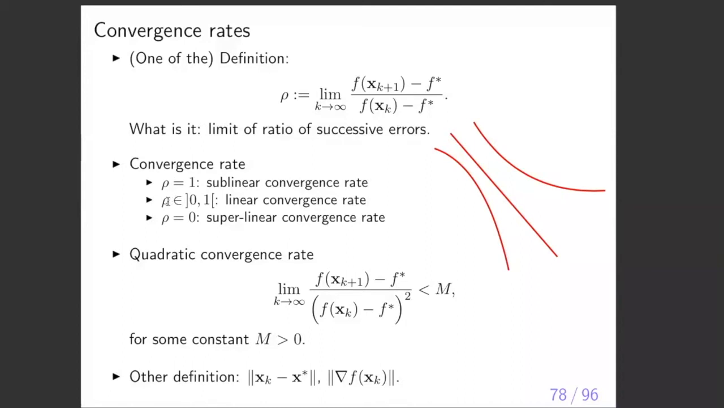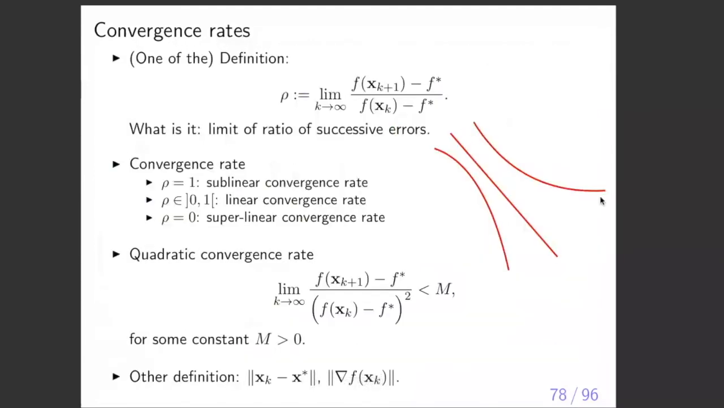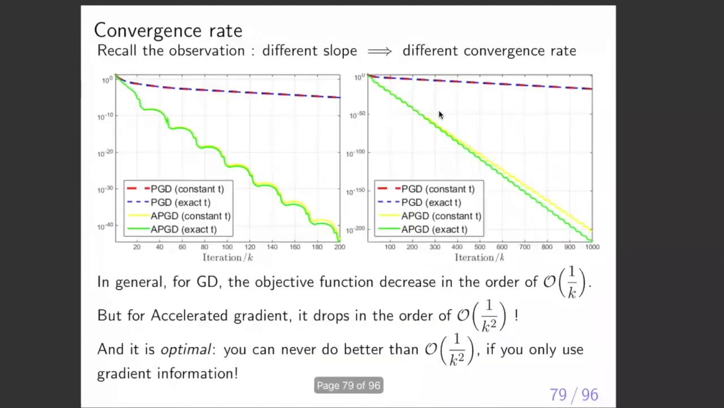And if this value is between 0 and 1, it's linear. And if this is 0, it's called superlinear, which is faster than linear. That means a line that looks like this. And here, the definition is using f. It's possible to use this or this as the convergence definition, but it's the same. So as I showed you, this is called sublinear. This is called linear. You see, this is almost a straight line. So this is linear. This is not linear because at the beginning it is a curve.